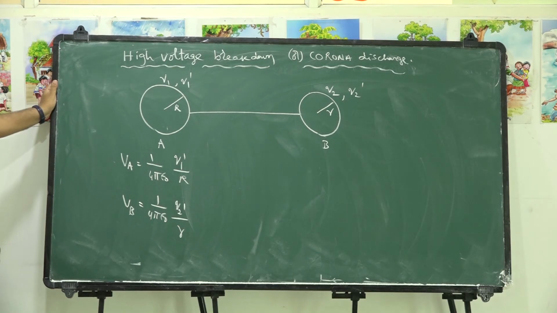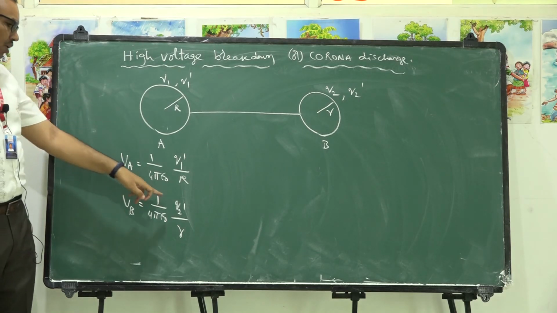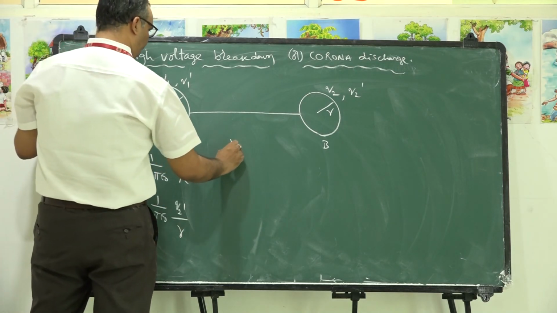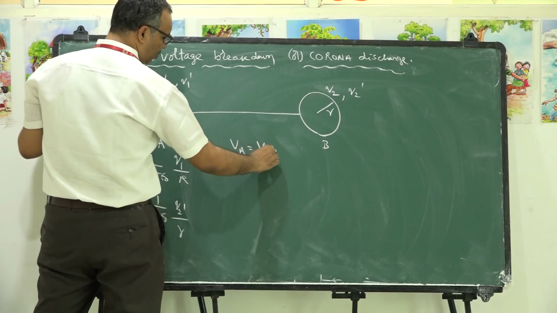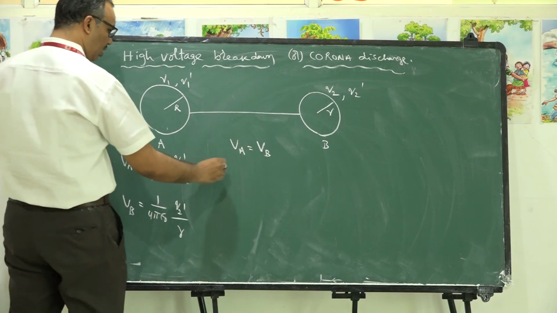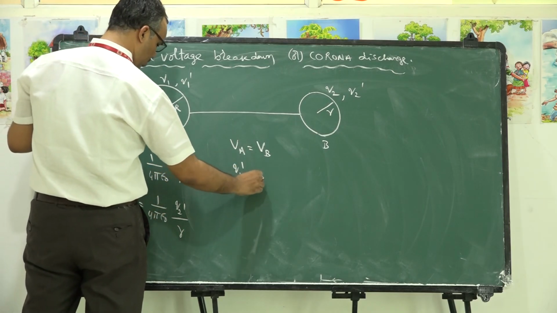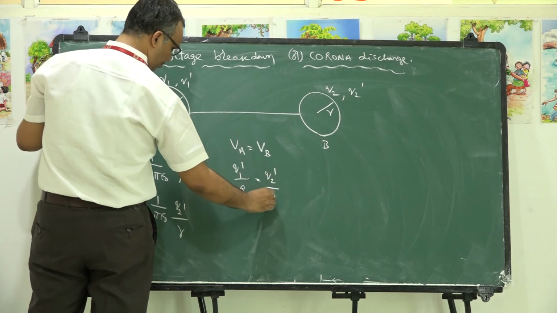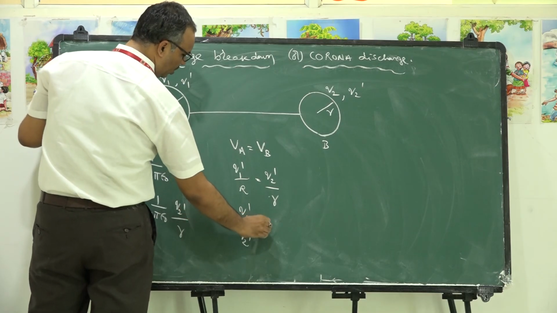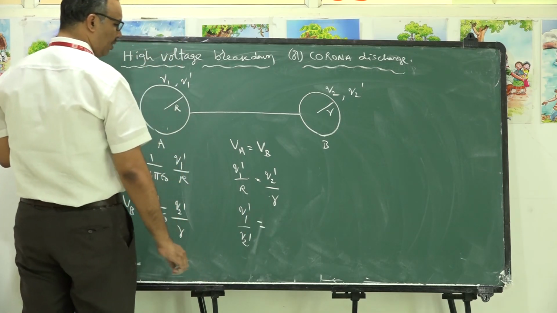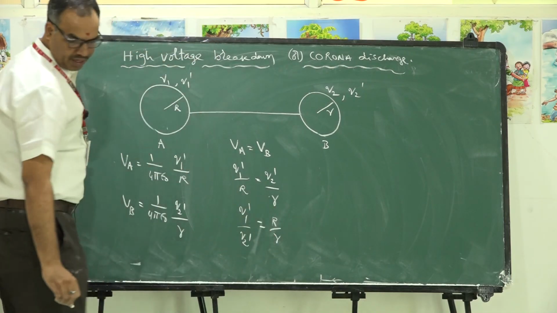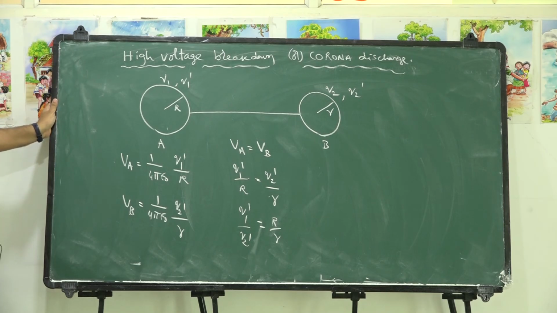So if I take final potential of the first sphere equal to final potential of the second sphere, what will happen? 1 by 4 pi epsilon naught will cancel. Q1 dash by capital R is equal to Q2 dash by small r. Or you can say Q1 dash by Q2 dash is equal to capital R by small r.